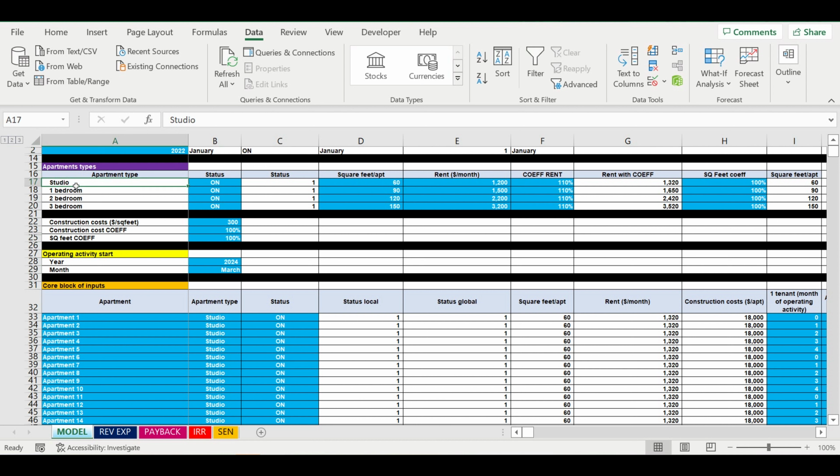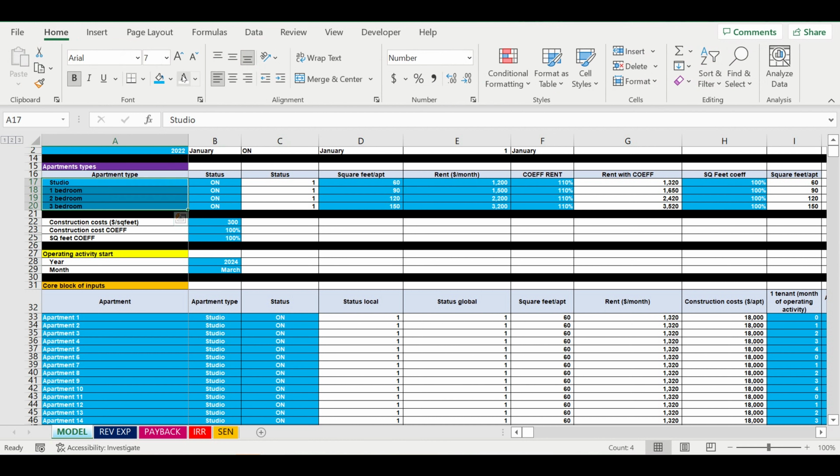Then we have, by the way, this is also new, different types of apartments. We have studios, 1 bedroom, 2 bedroom, and 3 bedroom apartments, and we can switch them on and off from calculations inside our financial model.